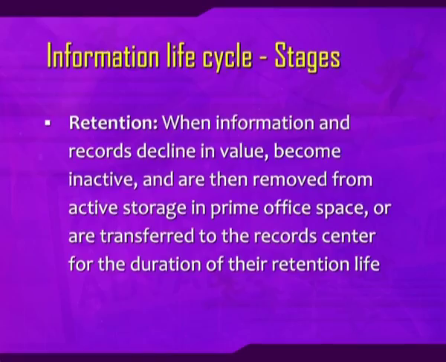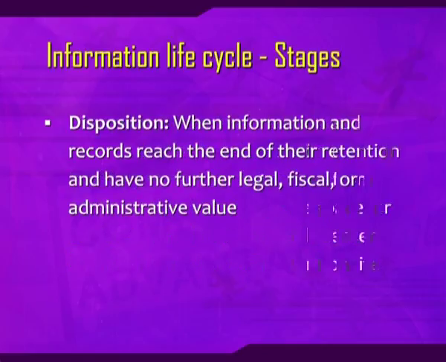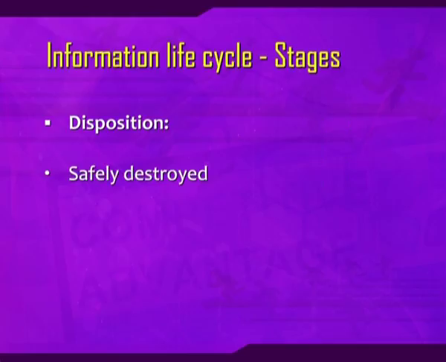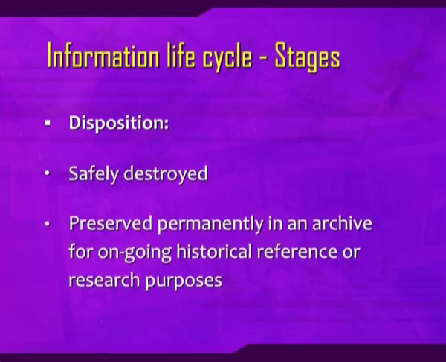Fourth step, retention. When information and records decline in value, become inactive and are then removed from active storage in prime office space or transferred to the record center for the duration of their retention life. Last step in this cycle is disposition. When information records reach the end of their retention and have no further legal, fiscal or administrative value, they are safely destroyed or preserved permanently in an archive for ongoing historical reference or research purposes.